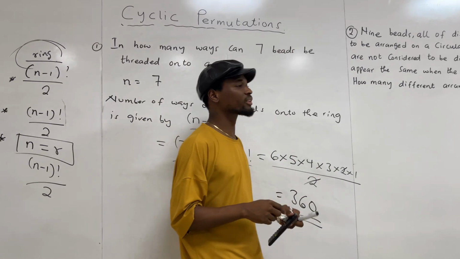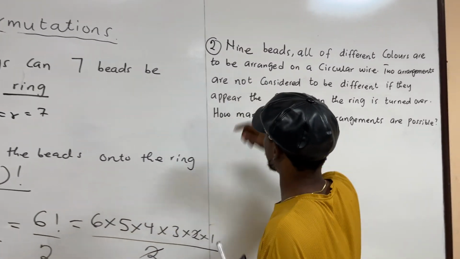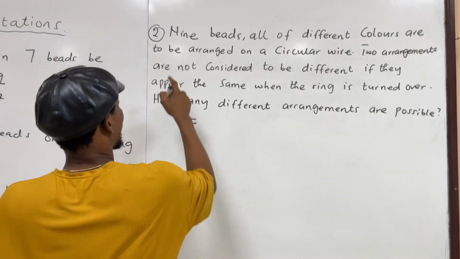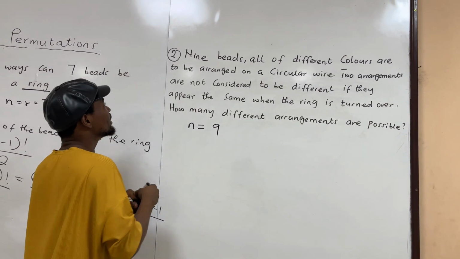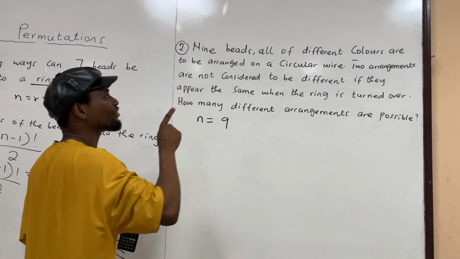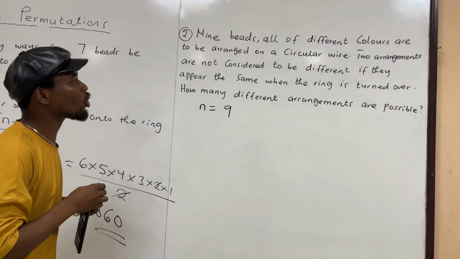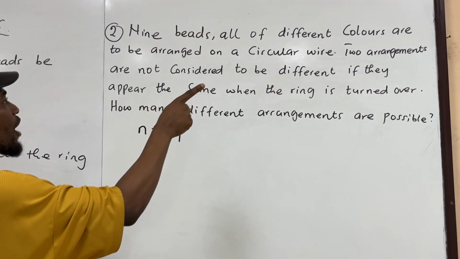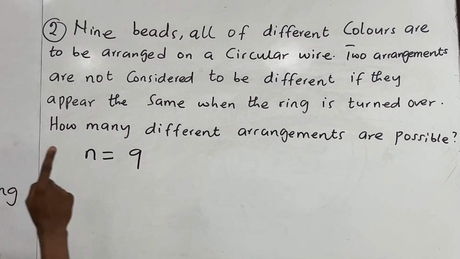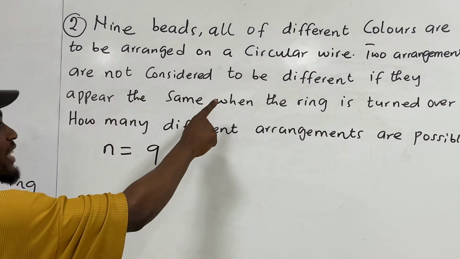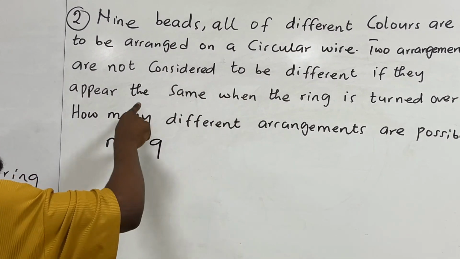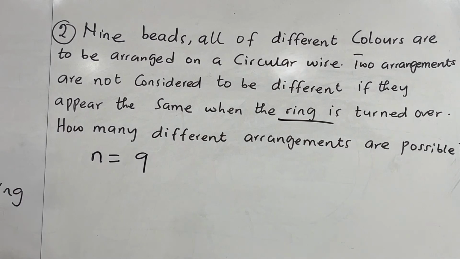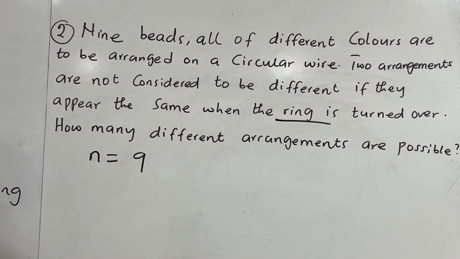Viewers, let us appreciate this question. We have what? Let's look out for the total number of the items. Here it is 9. So we have 9 beads, all of different colors, to be arranged on a circular wire. Two arrangements, viewers, listen, are not considered to be different if they appear the same when the ring is turned over. How many different arrangements are possible?